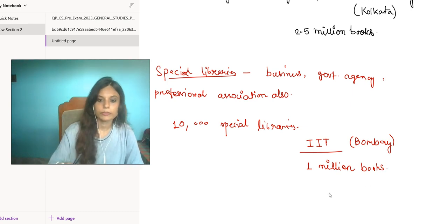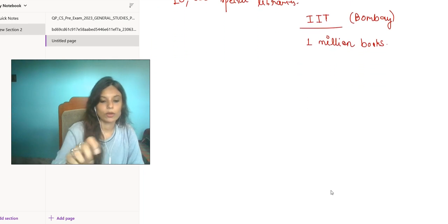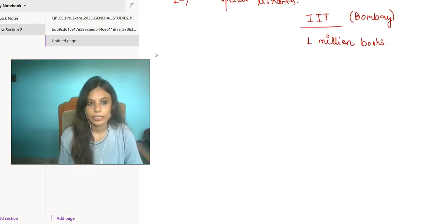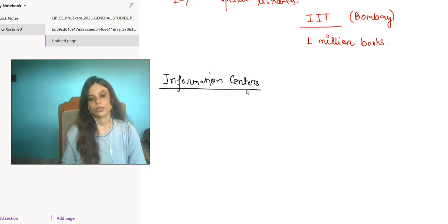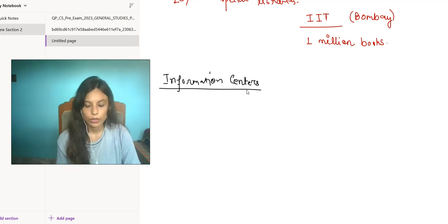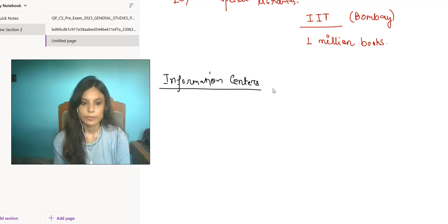Apart from these special libraries, there is another type of library, though it is not directly a library, but it's known as information centers. This will also come under the types of libraries, because even in a library we get to know about different information.